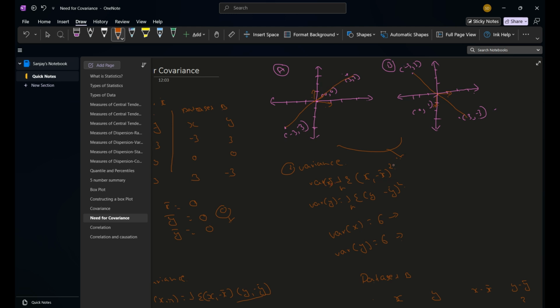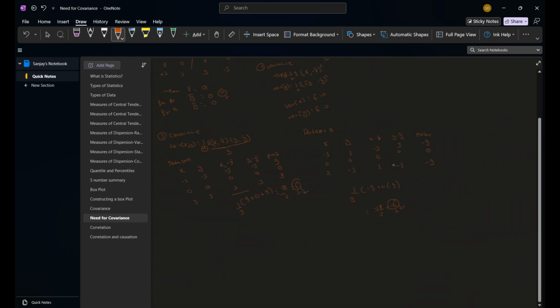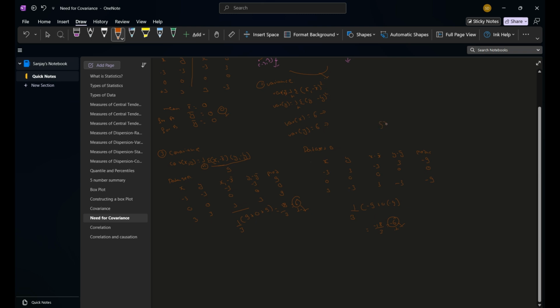One thing which I want to mention here is that covariance does not tell the strength of the relationship between the two variables, but the strength of variation between the two variables, because it is affected by the scale of the data points.